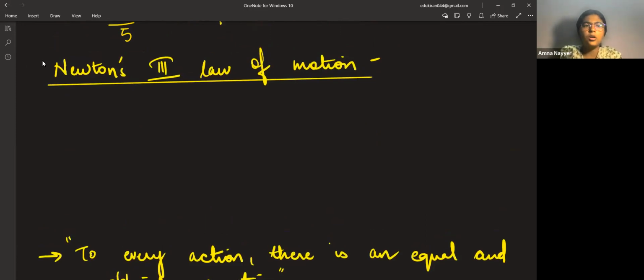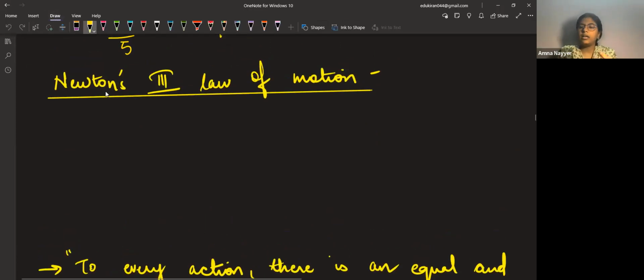This is the easiest law. It basically means that if there is any action occurring, suppose a force has been exerted or a particular action is occurring, then an equal and opposite reaction will definitely exist. Let me give you an example.